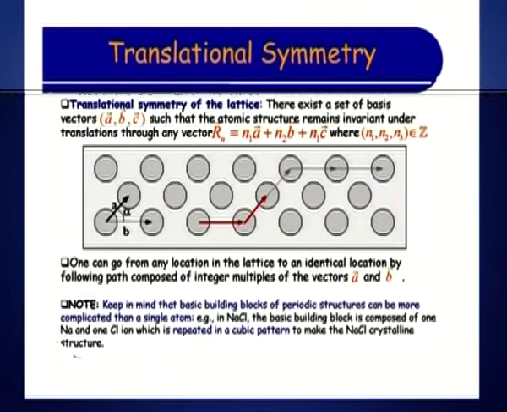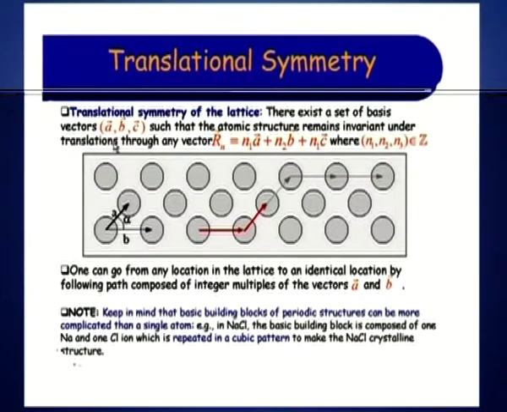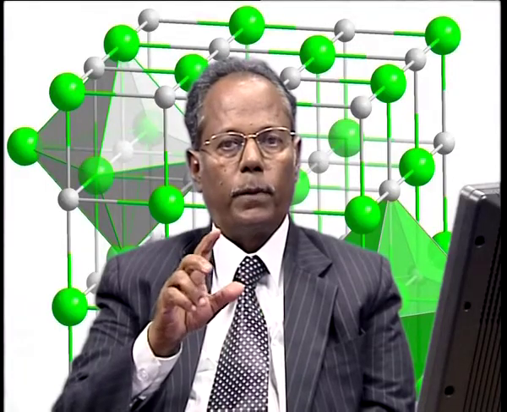Translational symmetry. I told you that every lattice has what is called translational symmetry, or translational invariance. By this, what I mean is the translation symmetry of the lattice. There exists a set of basis vectors a, b, and c. You have a vector a and a vector b, maybe separated by angle alpha. By translating this, from here to here, and then to this point, or in general through a vector Rn, which will be n 1 times a plus n 2 times b plus n 3 times c, you end up at some other point.